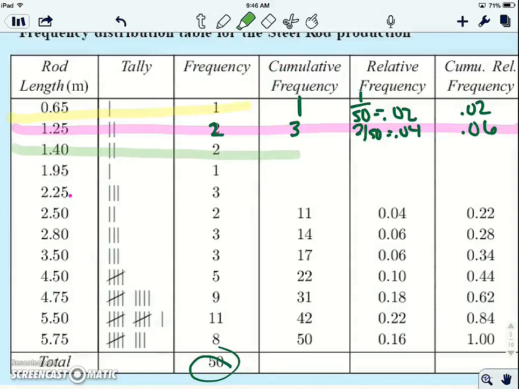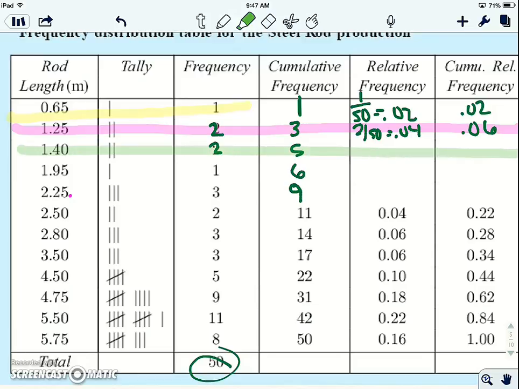So for the 1.4, we had 2, so the cumulative frequency would be 3 plus this 2, or 5, and let's just finish it. 5 plus 1 is 6, 6 plus 3 is 9, obviously. And it goes from there. And then we could write in the relative frequencies. Again, I keep looking at the wrong column, so you have to be very careful.